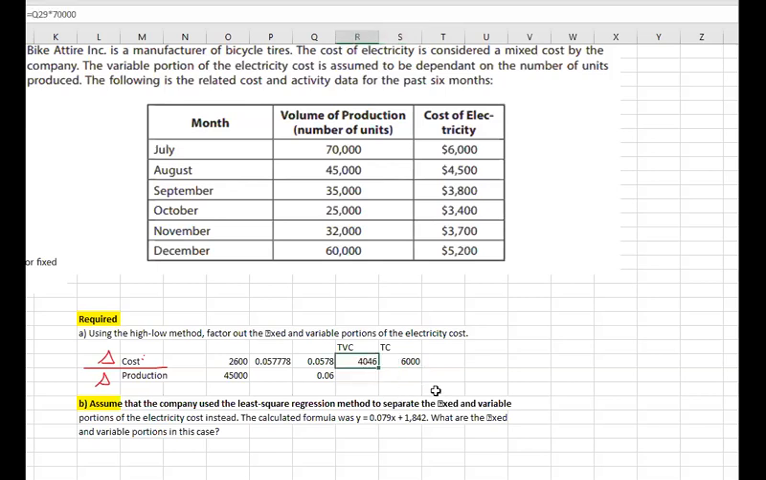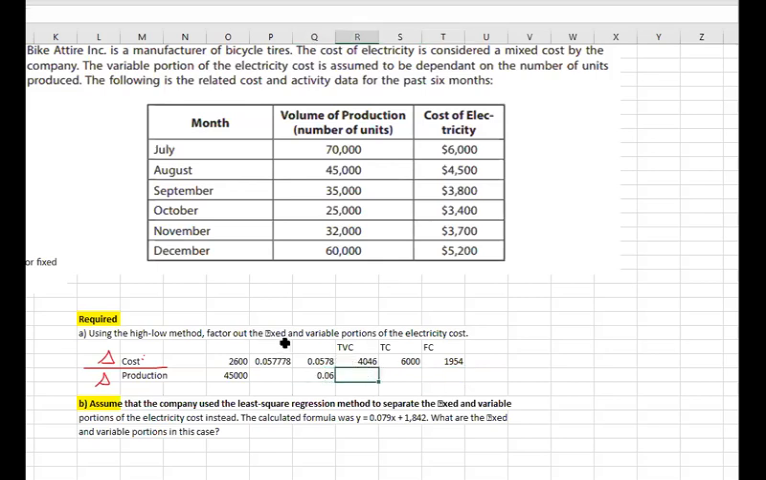So I calculated total variable cost considering the highest number of units, 70,000. I multiplied my per unit variable cost with 70,000 units, and that gave me the total variable cost. My total cost with 70,000 units is 6,000. Now my fixed cost is simple mathematics: 6,000 minus 4,046 is 1,954. Kashyap has already given the answer 1,955. That is also a right answer, because he might have taken 3 decimals or something.